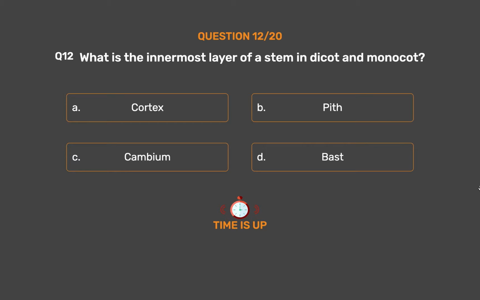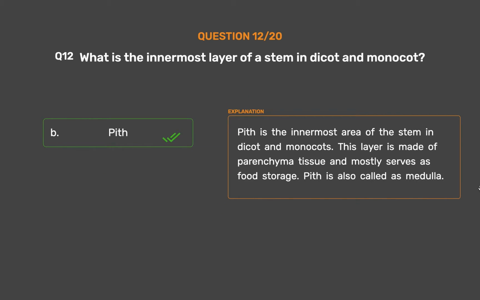The correct answer is option B. Pith. Pith is the innermost area of the stem in dicot and monocots. This layer is made of parenchyma tissue and mostly serves as food storage. Pith is also called medulla.